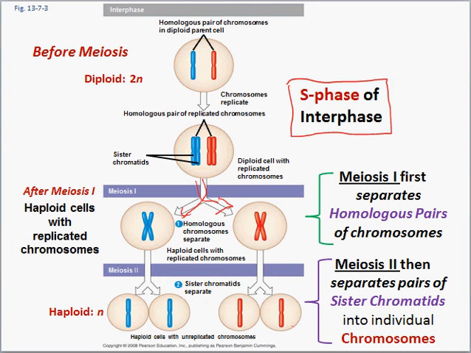The other thing is we only replicate the chromosomes 1 time. S phase only happens once at the beginning, so we copy everything once, but we divide 2 times. So the result is if you copy everything once, but you split the cells 2 times, we're going to cut the amount of genetic information in half. So that's why we end with haploid cells at the end of meiosis.